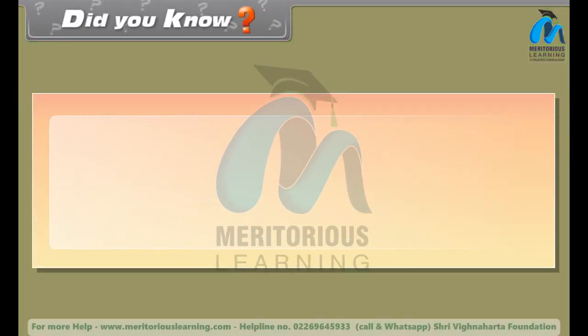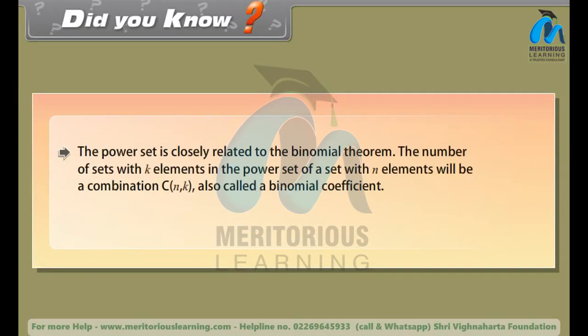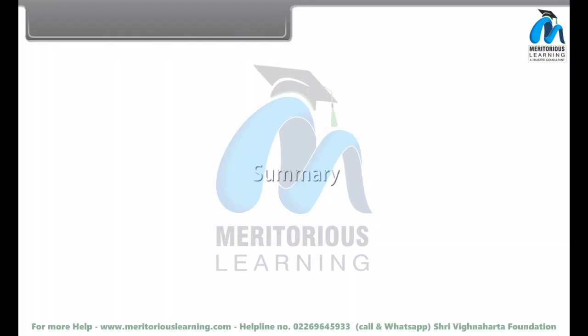Did you know? The power set is closely related to the binomial theorem. The number of sets with k elements in the power set of a set with n elements will be a combination nCk, also called a binomial coefficient. Summary.